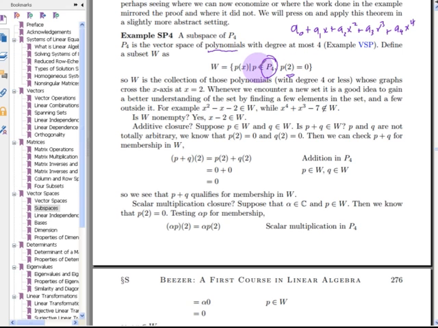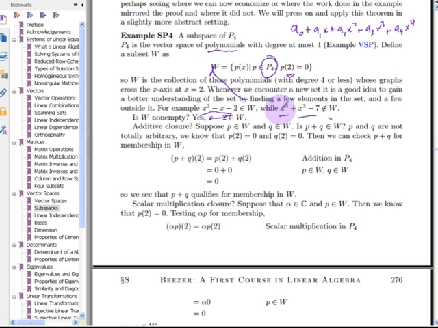And the question is, is this set of polynomials a subspace? Okay. So there are some polynomials that have 2 as a root, and there are some that don't. For instance, if you plug 2 into x squared minus x minus 2, you get 4 minus 2 minus 2 equals 0. So yes, this polynomial does satisfy the condition, so it's in W.